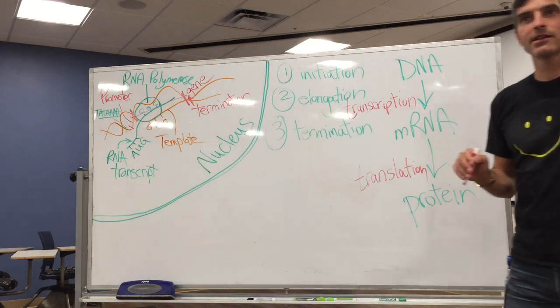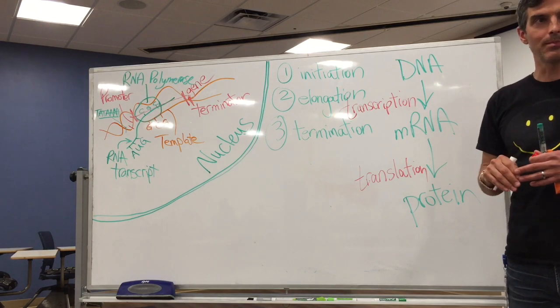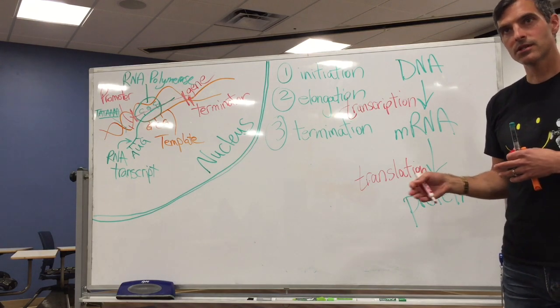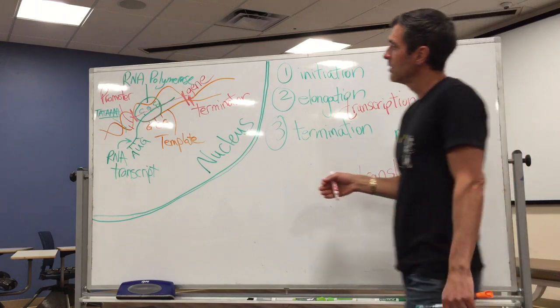So initiation: the promoter says RNA polymerase start here, start building your mRNA transcript. An mRNA transcript is like a photocopy of the gene. That's why we call it a transcript.